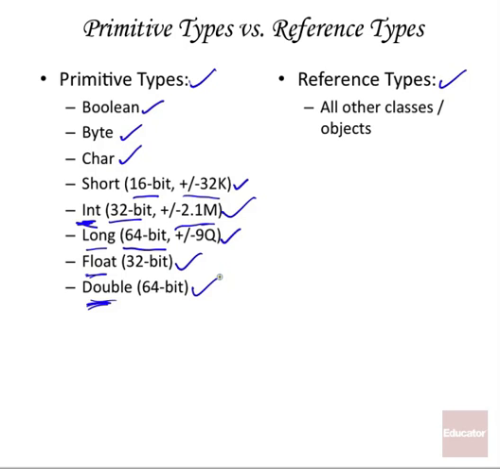Now, on the other hand, reference types are pretty simple to explain. That is everything else. If it's not a primitive type in Java, it's going to be a reference data type, and that's all other classes, all other objects, and variables that you create and name and call in your program. They are local to your program, and they can be used within that program, and it can be any data type you want.